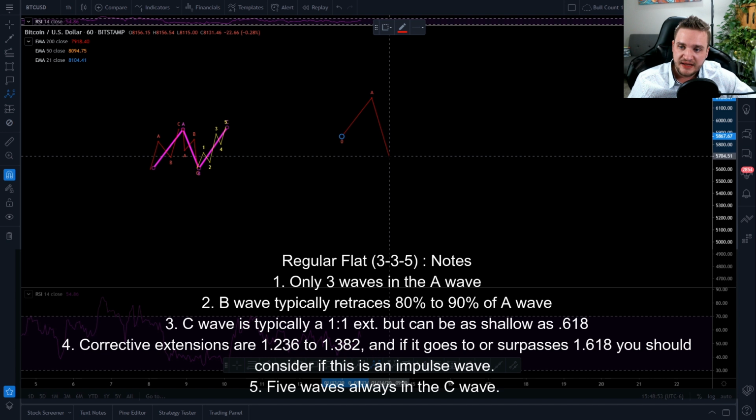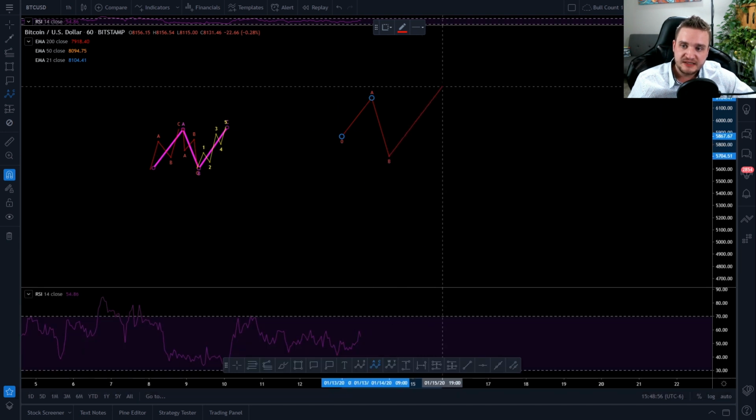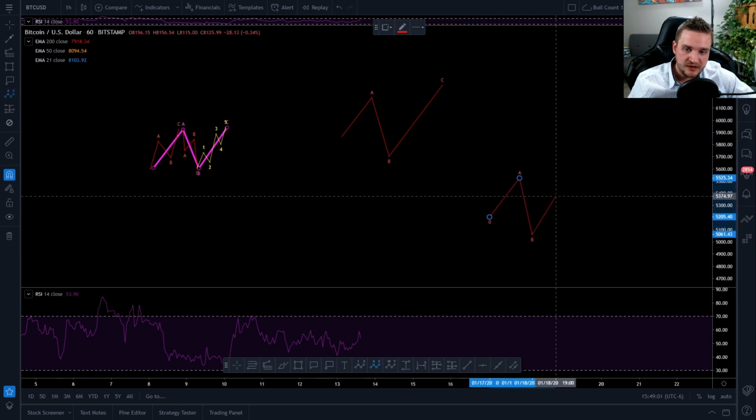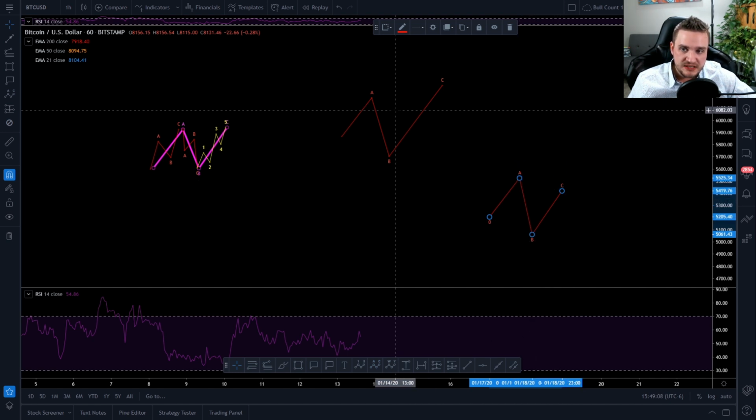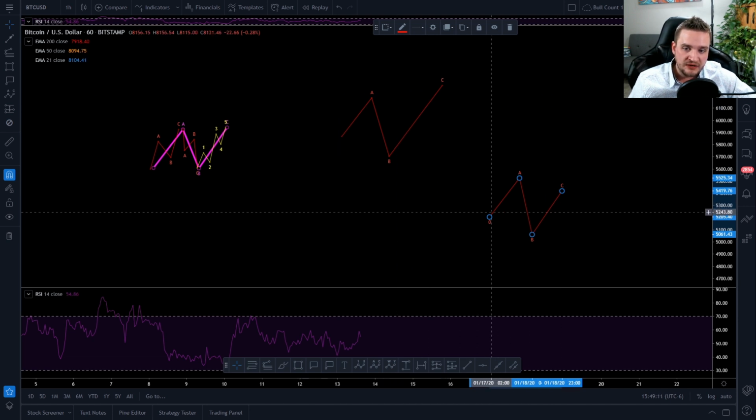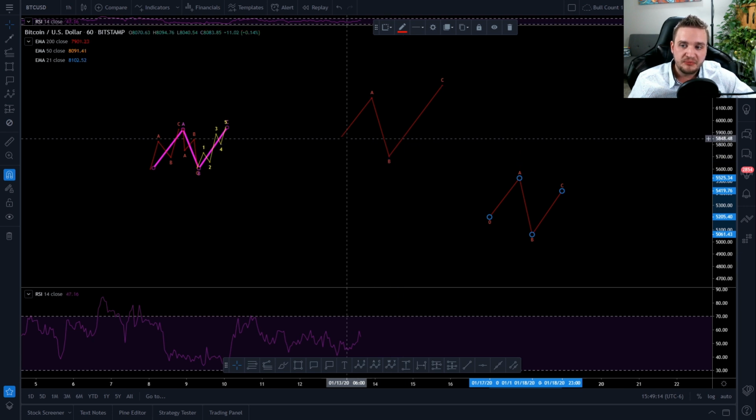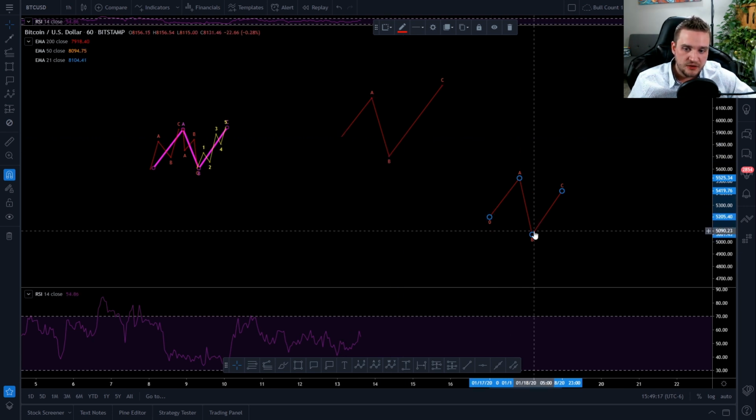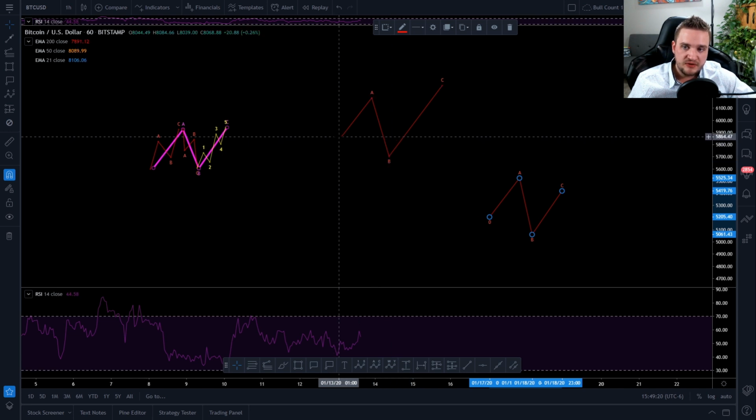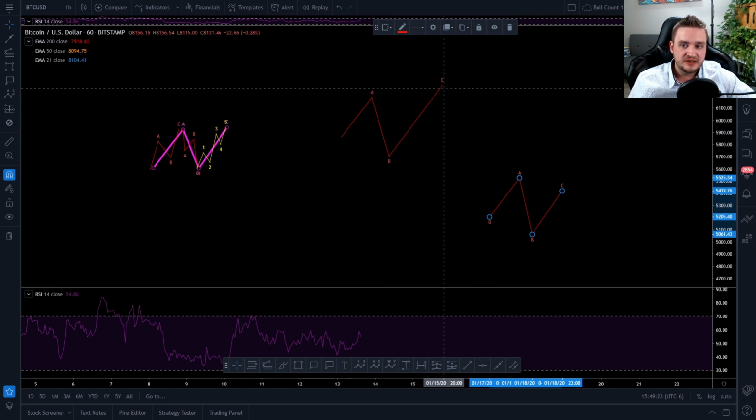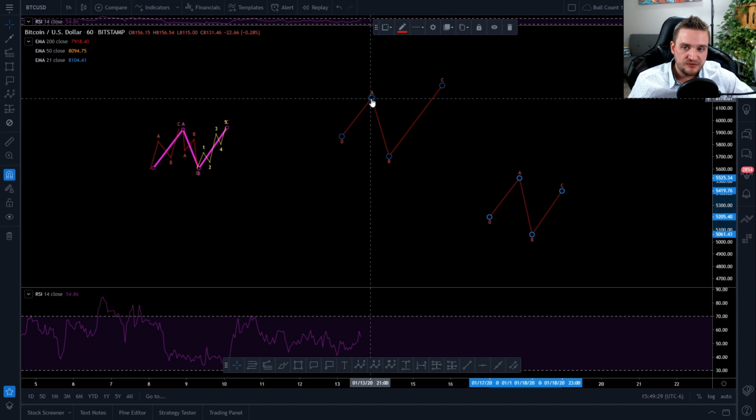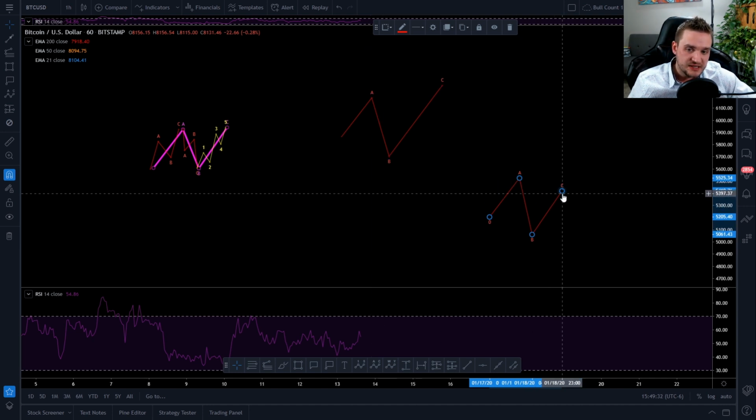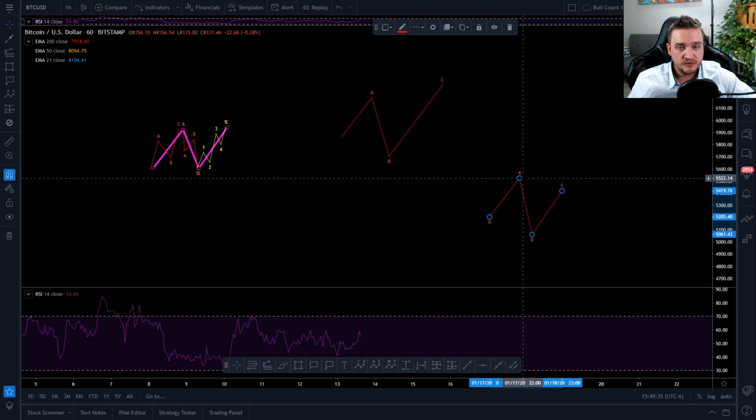So an expanded flat is where the B wave extends beyond the start of the A wave. And a running flat is where the C wave fails to break the high of the A wave. So both the expanded flat, this one here, and the running flat both have a B wave that dips below the start of A wave, okay? Notice that here, below the start of A wave. The only difference is where the C wave extends out to. And then you just call it a different name. If the C wave breaks the high of your A wave, it's an expanded flat. If the C wave does not break the high of your A wave, it's just a running flat.